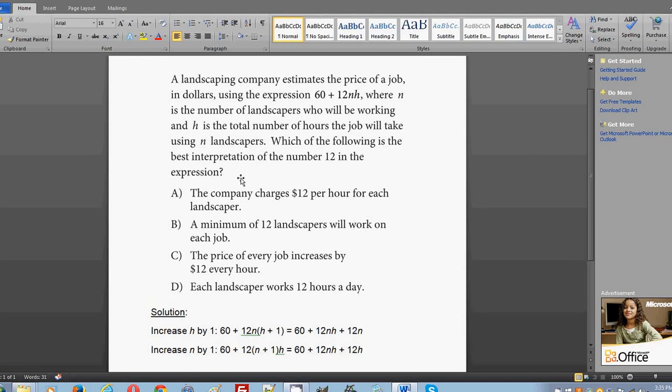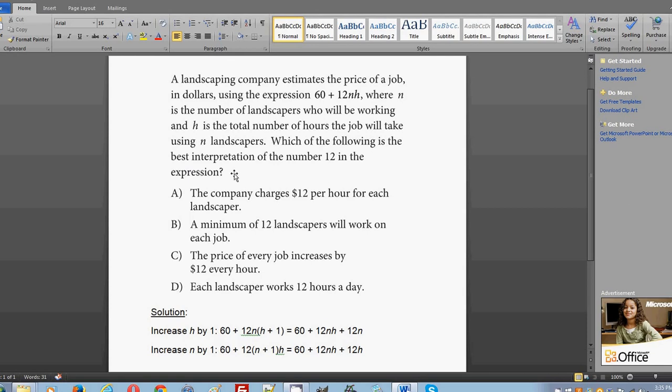Okay, so you're given several choices here, and the first one reads: the company charges 12 per hour for each landscaper. The second one: a minimum of 12 landscapers will work on each job. Choice C says the price of every job increases by 12 every hour, and choice D: each landscaper works 12 hours a day. Right, so first of all, you can cross out D, because there's nothing indicated whatsoever about what the day is.